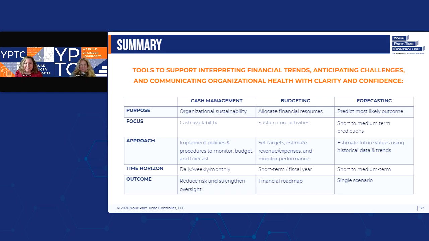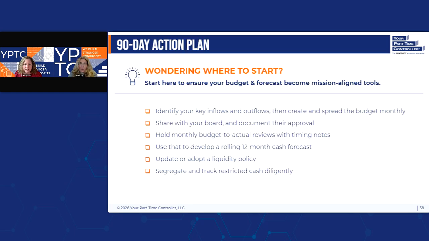We did it. So now we're just going to walk through quickly for your reference some of our take-home slides here. The one pictured here on the screen is a summary of the key points related to cash management, budgeting, and forecasting. And if you're wondering where to start, organize your next steps by using this checklist. This is your 90-day action plan.